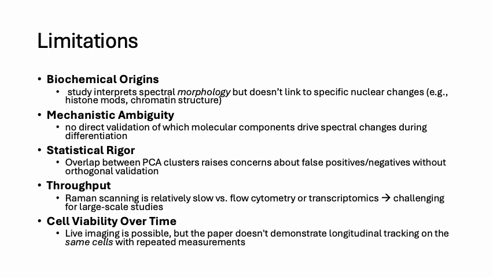Second, throughput is very slow, and it's slower than flow cytometry or bulk transcriptomics, genomics, which makes large-scale population screens challenging. Third, while the PCA plots do show distinct clusters, there is a noticeable overlap, so borderline cells might be misclassified unless a secondary marker or repeated measurement clarifies their state.